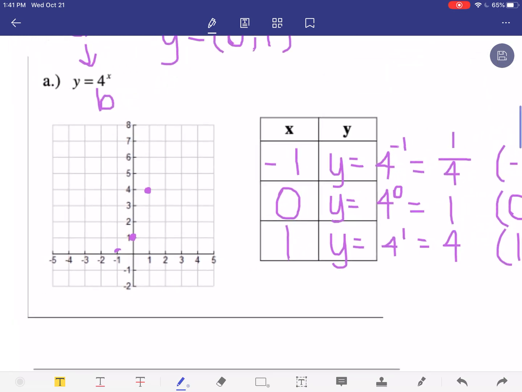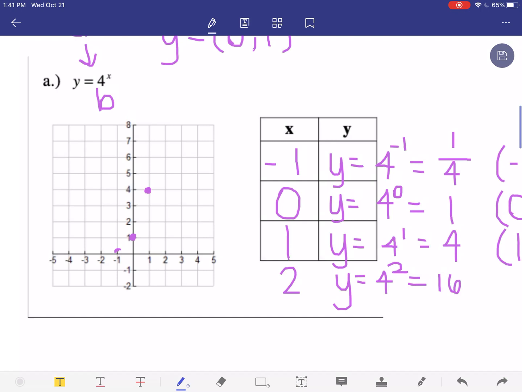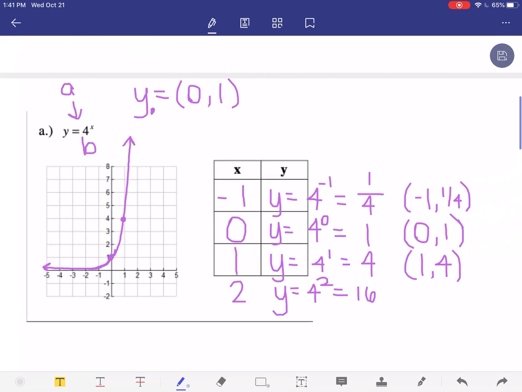If you want to extend this to see what the next one would be, if you use 2 for x, you're going to have y equals 4 squared, which will be 16, which will be way off the graph. Okay, so if I connect my points, it's going to make a curve that looks like that. It's going to get very close to 0, but it's never actually going to cross the x-axis. It gets very close, very small fractions, but does not ever cross over. And that's what your graph looks like for an exponential function.